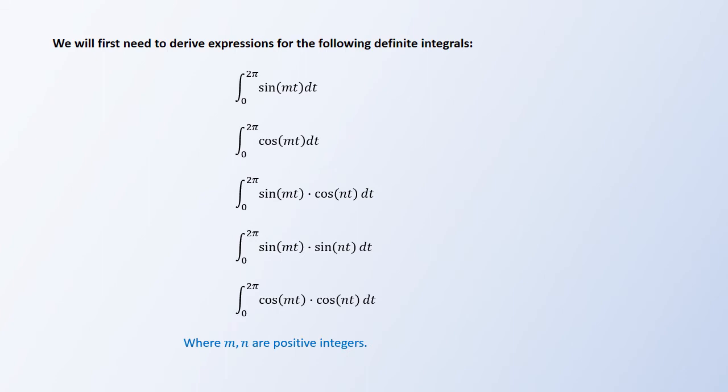And then the integral from 0 to 2 pi of sine of mt times sine of nt. So here we're multiplying two sines together, and the arguments may have different values. And likewise, we have the same thing for the cosine, the integral from 0 to 2 pi of the cosine of mt times the cosine of nt dt. And in all the cases, m and n are going to be positive integers. So they will not be 0, they'll be positive integers.